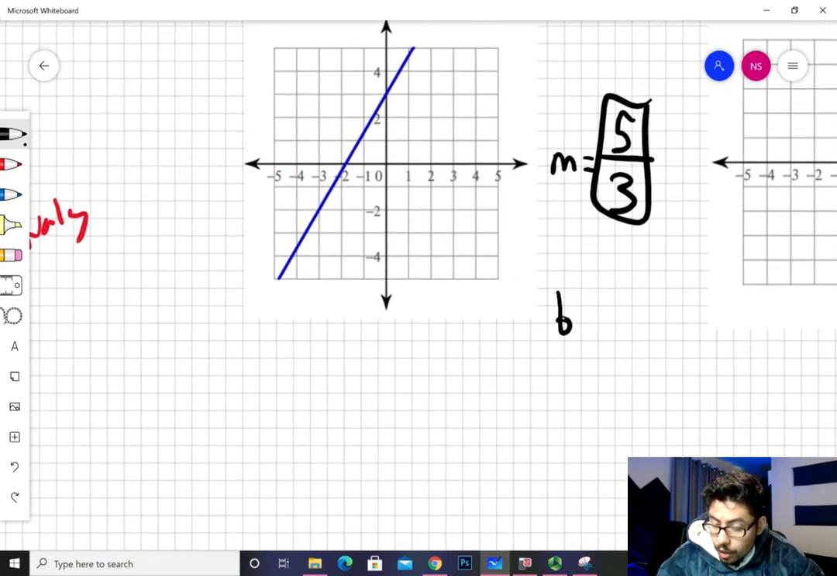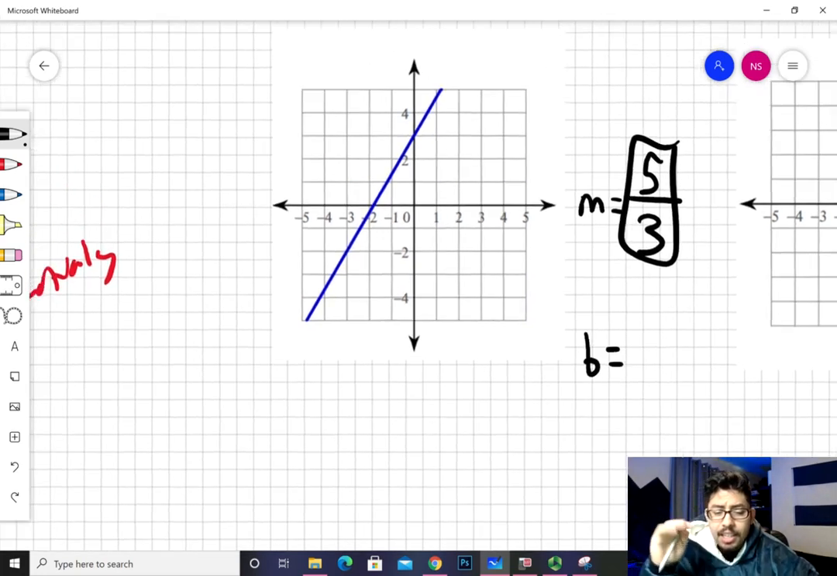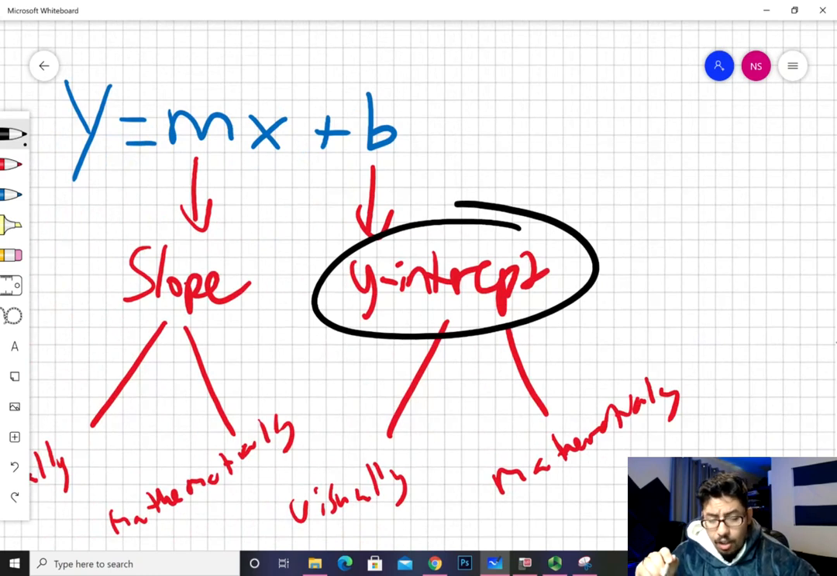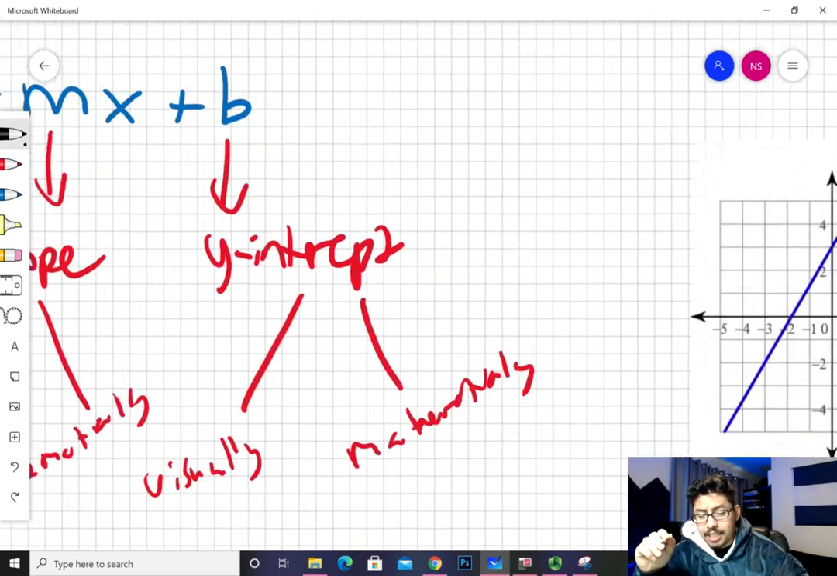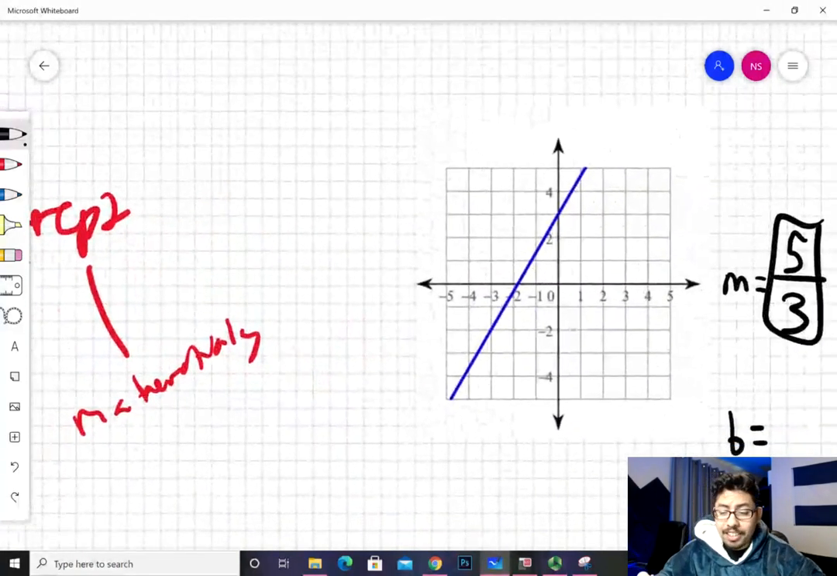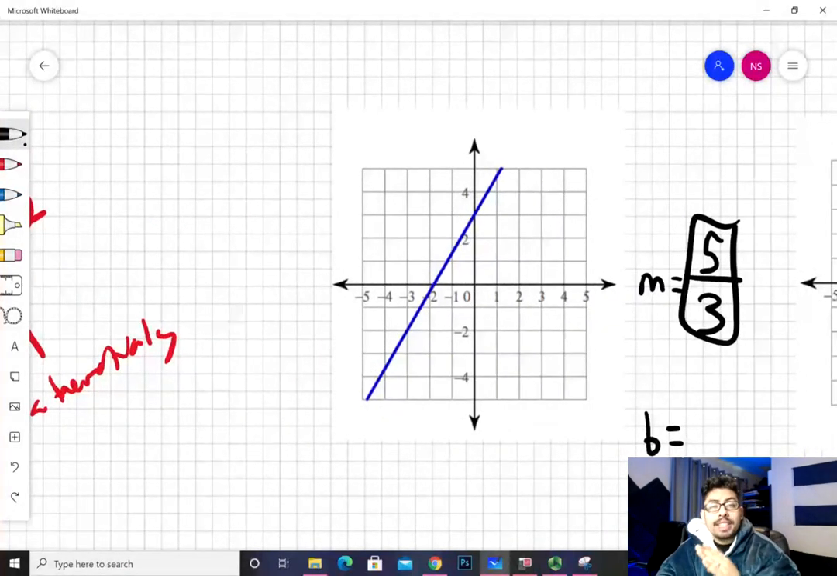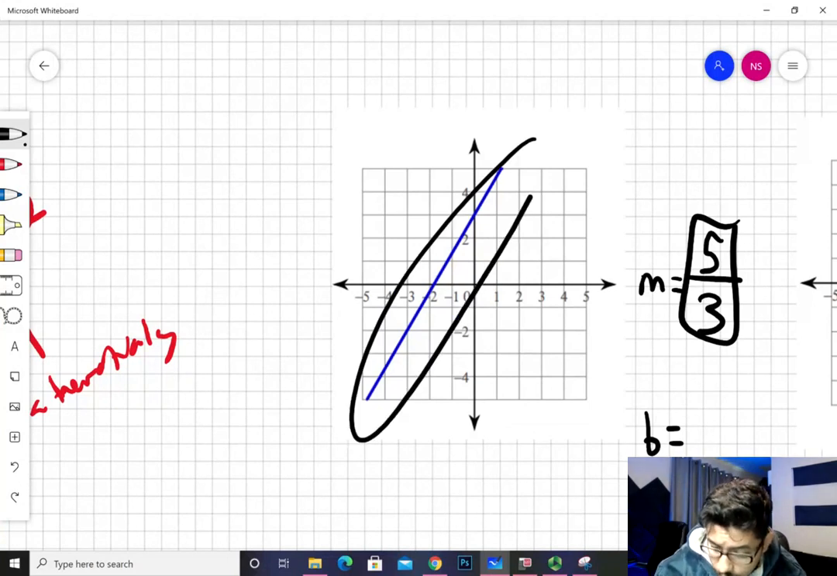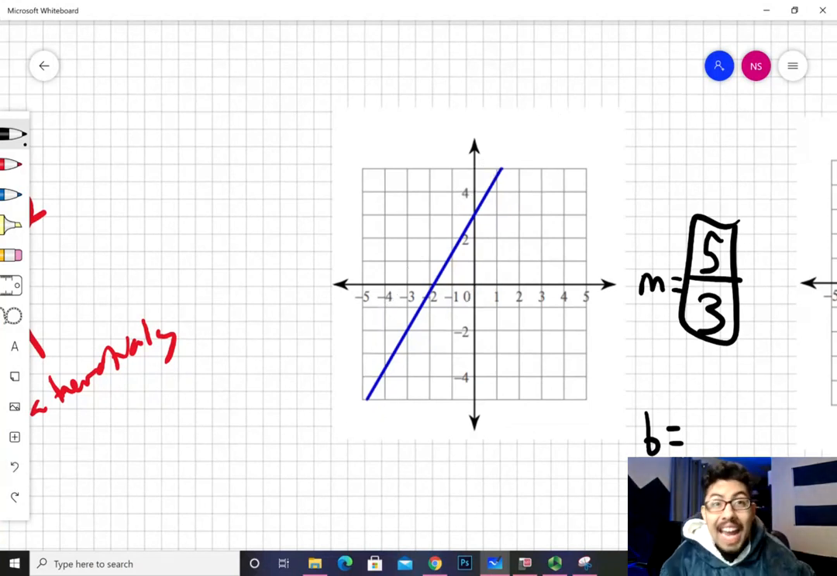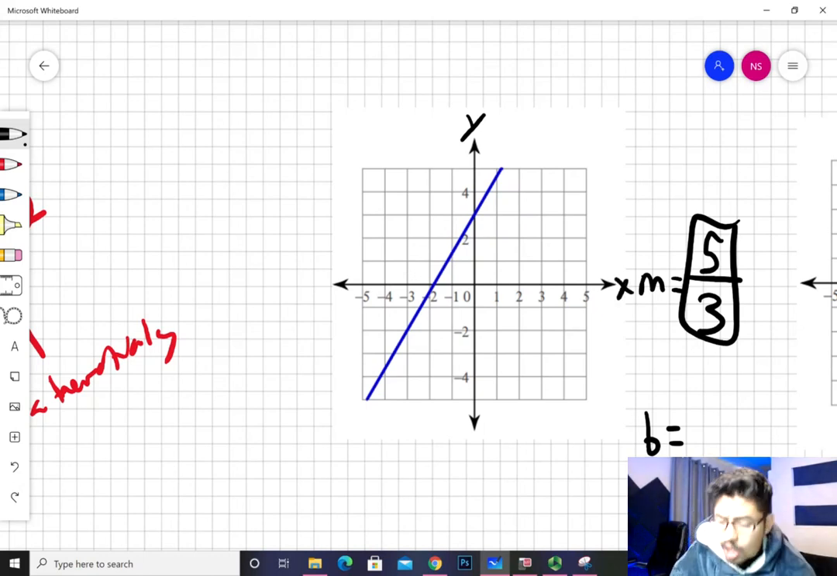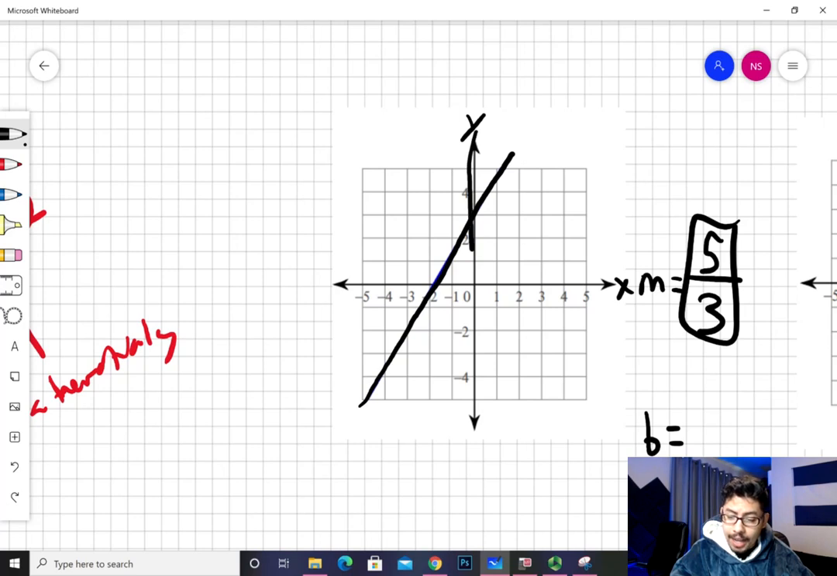Now all you got to do is move on and find the b visually, which is super duper easy. The b, if we recall, means the y-intercept. What does that mean? All that means, my friends, is exactly what it says, y-intercept. You tell me, at what number, at what point does this line cross the y-axis? If you recall, this is the y-axis, this is the x-axis. When does this line cross or touch the y-axis?